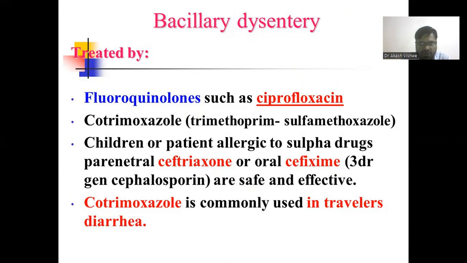The examples are fluoroquinolones, such as ciprofloxacin, which acts by inhibiting the DNA gyrase enzyme of the bacteria. Another antibiotic is cotrimoxazole. This is the combination of trimethoprim and sulfamethoxazole. For children or patients allergic to sulfa drugs, parenteral ceftriaxone or oral cefixime are safe and effective. Cefixime is a third generation cephalosporin. Cotrimoxazole is commonly used in traveler's diarrhea.